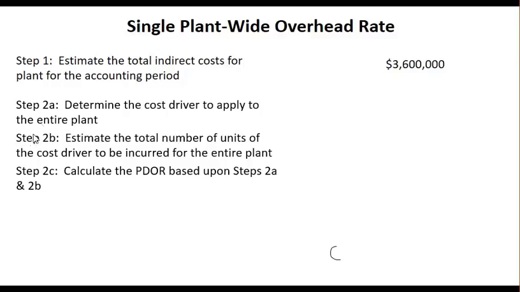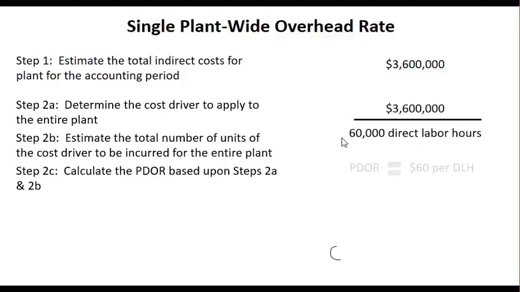Step number two then is we're going to determine the cost driver to apply to the entire facility. In this case, we're going to use direct labor hours, and what we're saying here is we're going to estimate the total number of units of the cost driver to be incurred for the entire plant. So what we see here is we're estimating that there's going to be 60,000 direct labor hours incurred for the entire manufacturing organization, and we're going to divide that into the $3,600,000 overhead cost pool.